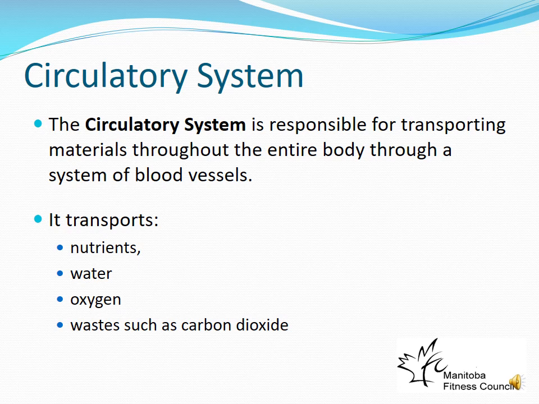The circulatory system is responsible for transporting materials through the entire body. As I've mentioned already, it will transport nutrients, water, and oxygen, as well as waste products such as carbon dioxide. So oxygen is going to the working muscles and to the tissues of the body, and carbon dioxide is brought away.